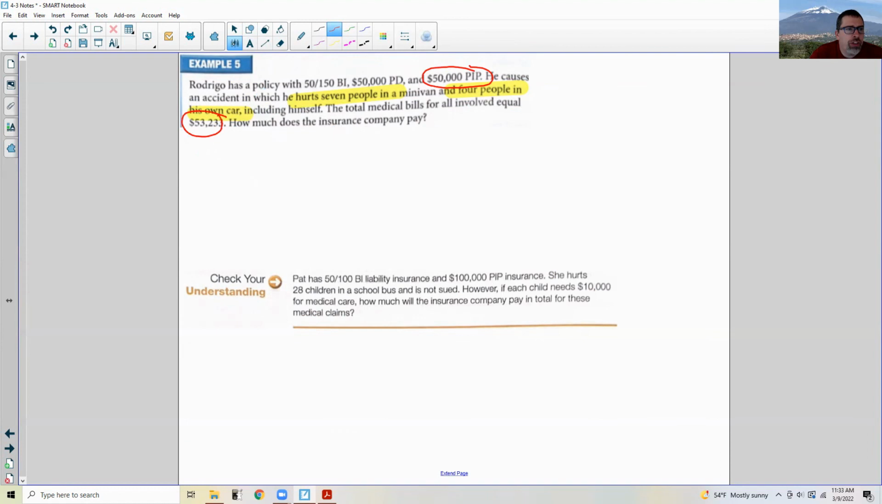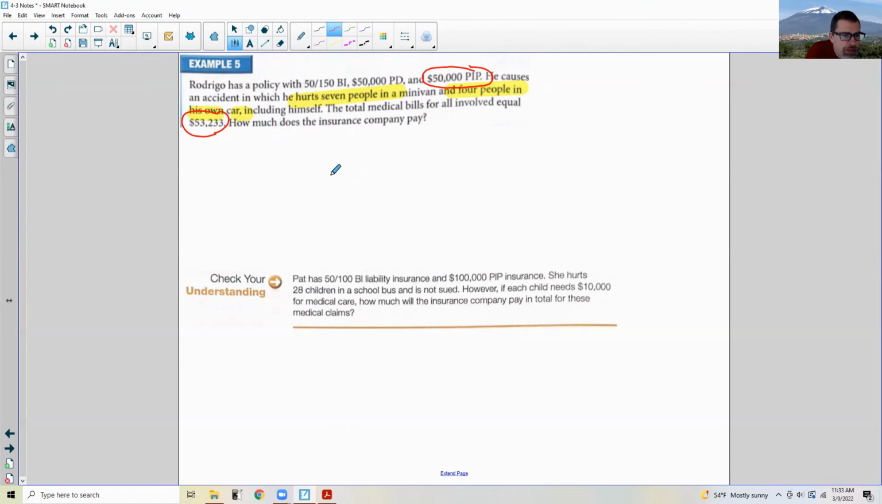$53,233. I feel like Judge Judy here. I'm awarding you the full amount. I need a gavel. Okay, so example 5, they're going to pay it all.